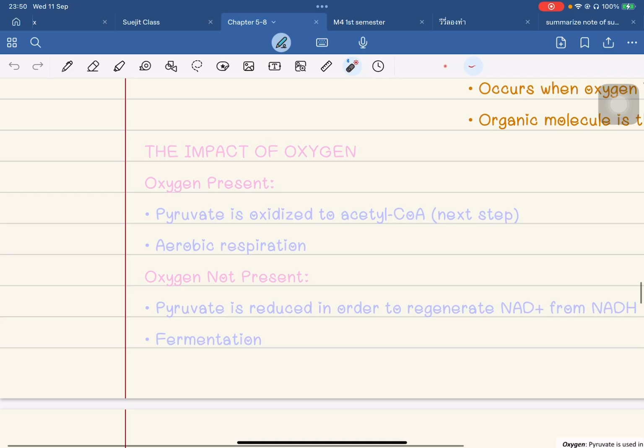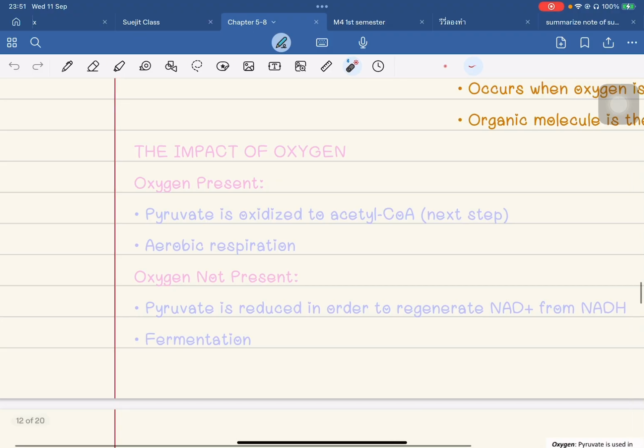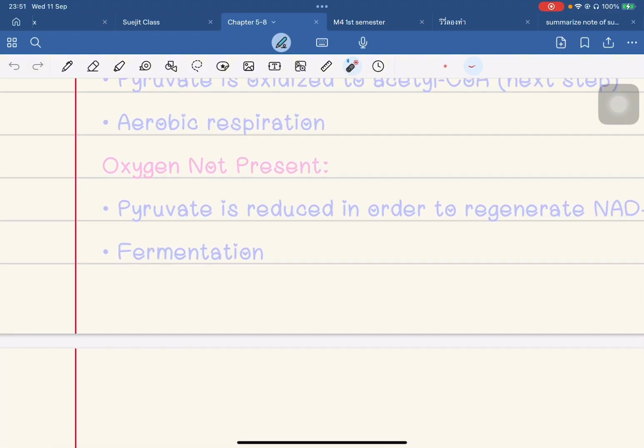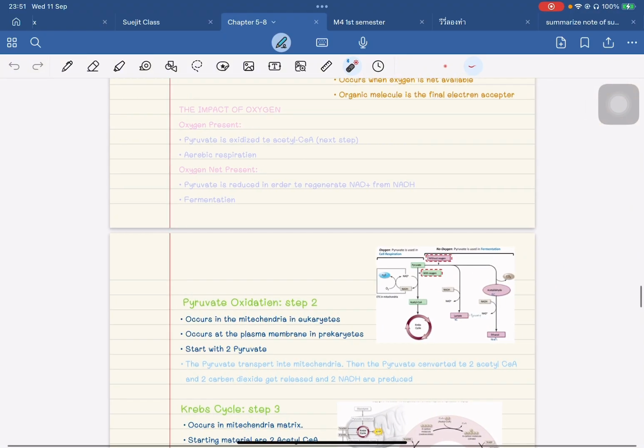So, the impact of oxygen. If oxygen is present, the pyruvate is oxidized to acetyl coenzyme A, which is the next step, and we're going to do aerobic respiration. But if there is no oxygen present, the pyruvate is reduced in order to regenerate NAD plus from NADH, which is the process of fermentation.